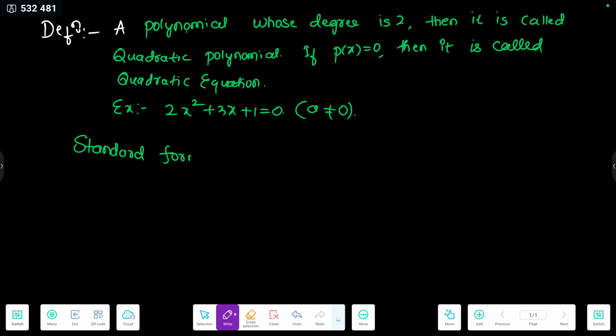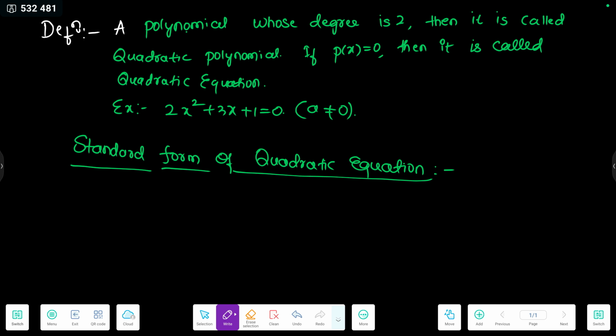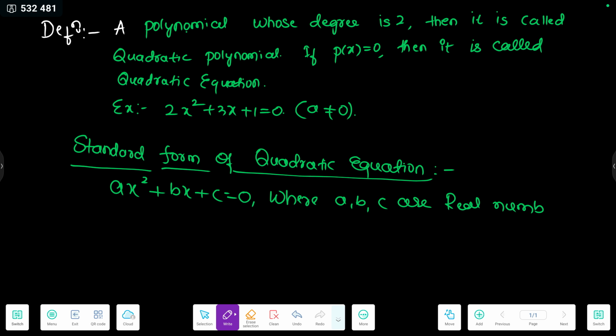Standard form of quadratic equation. That is ax square plus bx plus c equals 0, where a, b, c are real numbers, and a should not be 0.